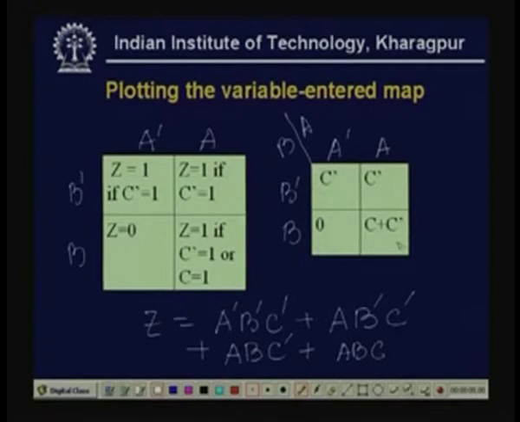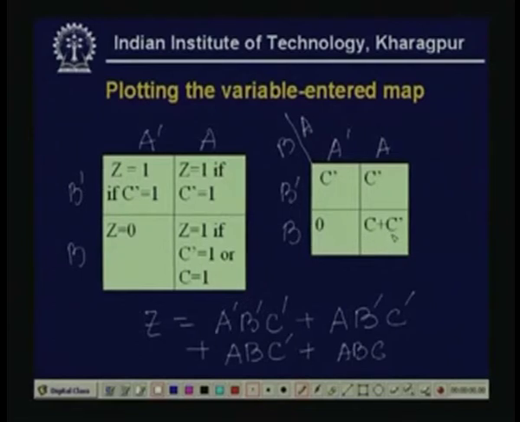Just now we have seen, because both the terms exist, ABC dash or ABC, that means the output will be true if ABC exists or even ABC dash exists. So that's C plus C dash. So the 1 will be replaced by the third variable in this particular example, or the complemented variable, or the OR of the variable and its complemented one.